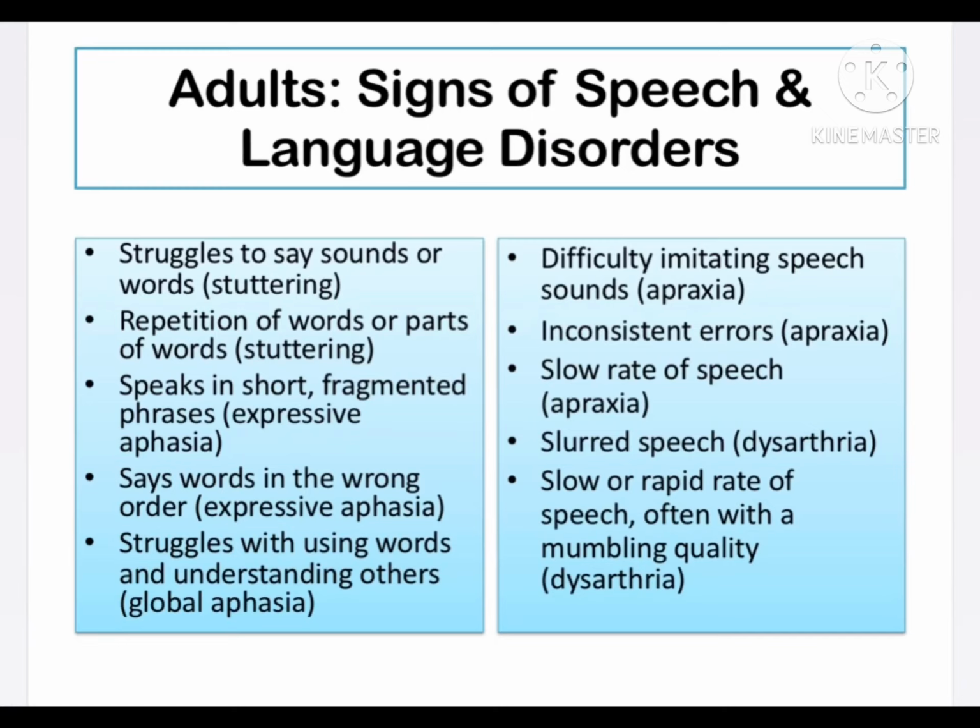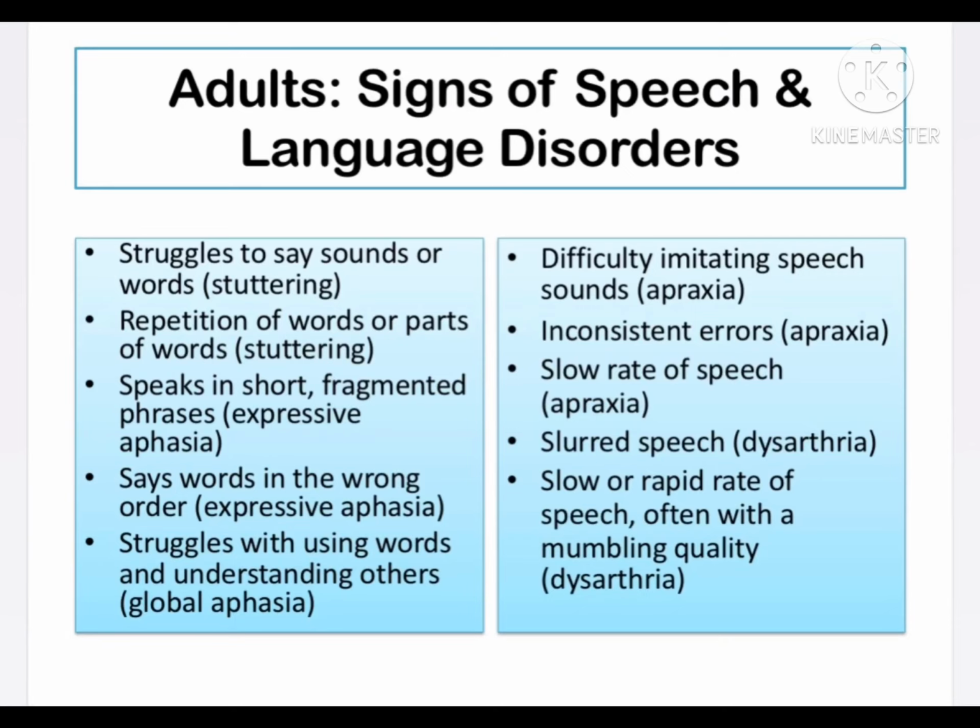Then now let's proceed to the adults. Signs of speech and language disorders. First is struggles to say sounds or words. Then second is repetition of words or parts of words. Third is speaks in short, fragmented phrases. Then fourth is says words in wrong order. Then fifth is struggles with using words and understanding others.